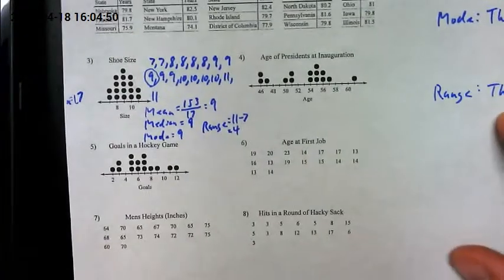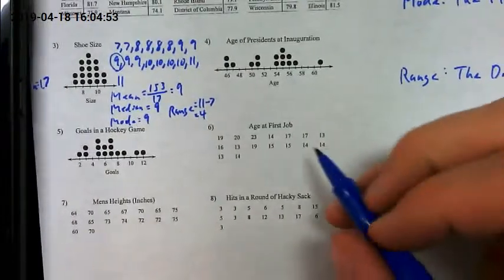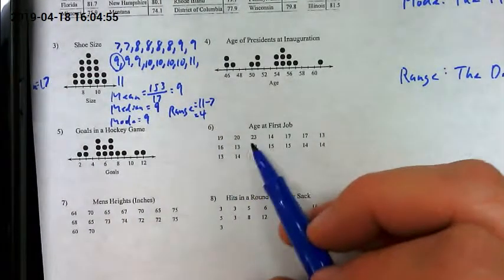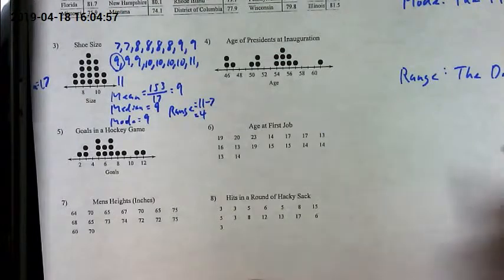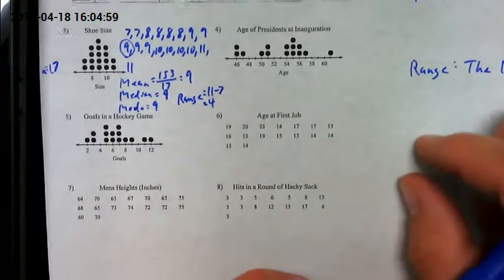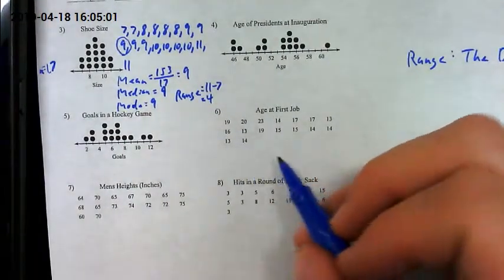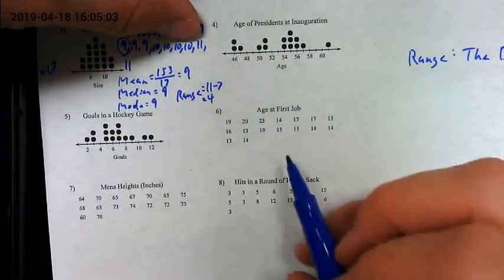All right, let's do one more example. We're going to do number 6. So on number 6, now these numbers are not written in order. I like to write them all in order first. So on here, I'm going to relist them.